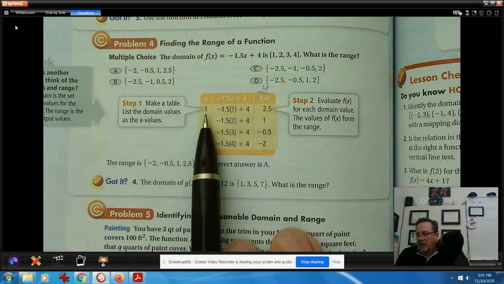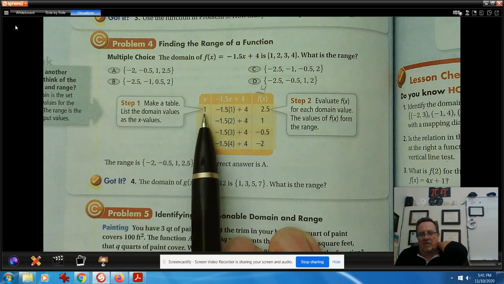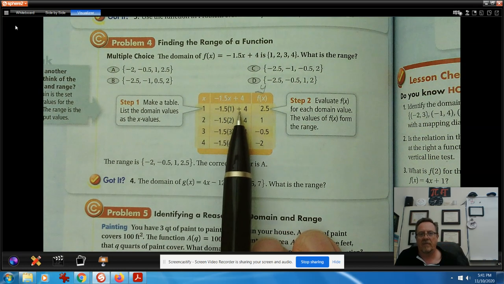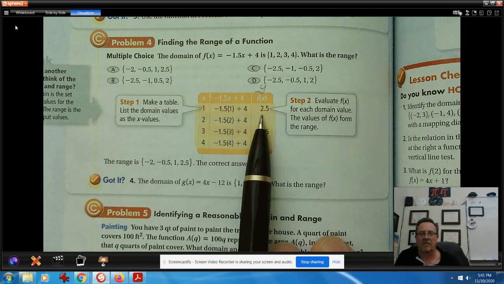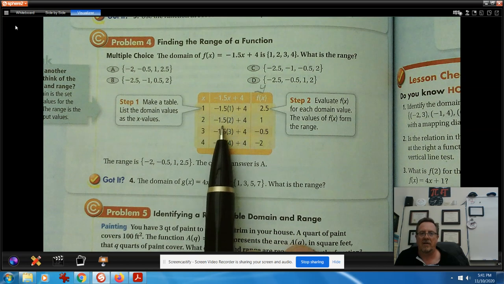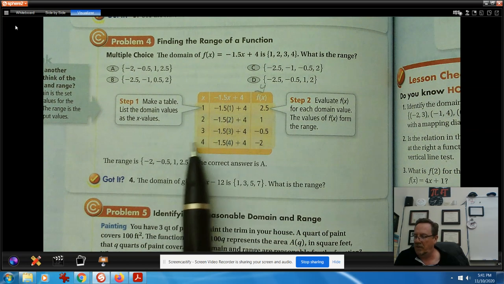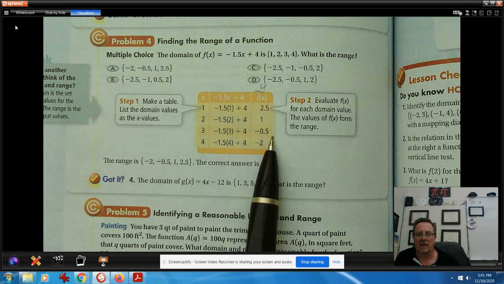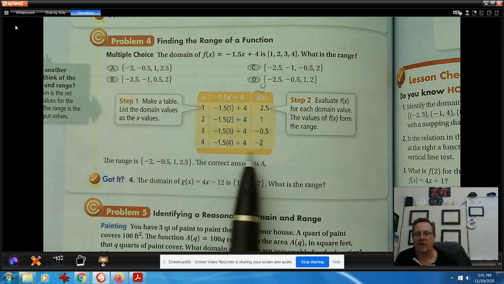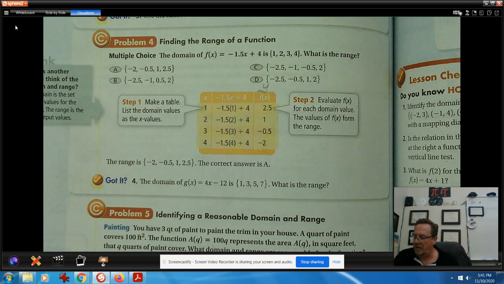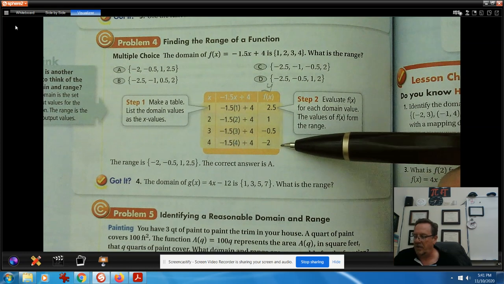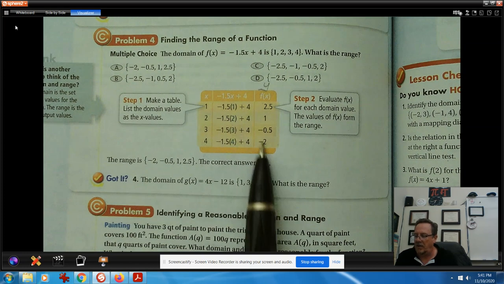So they're saying when you plug 1 into the function that it told you, you get 2.5. When you plug 2 into the function they gave us, you get 1 for an output. When you plug in 3, you get negative 0.5. And when you plug in 4, you get negative 2. So these numbers then become our outputs. Therefore, the range are these values.